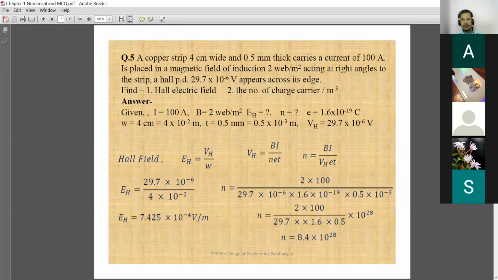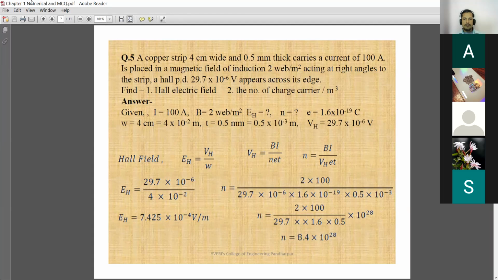Now the last one we have to complete. I read it. A copper strip 4 centimeter wide and 0.5 mm thick carries a current of 100 ampere. It is placed, so some corrections are there, it is placed in a magnetic field of induction 2 Weber per meter square, acting at right angles to the strip. A Hall potential difference 29.7 into 10 raised to minus 6 volt appears across its edge. Find number 1 Hall electric field, number 2 the number of charge carriers per meter cube.